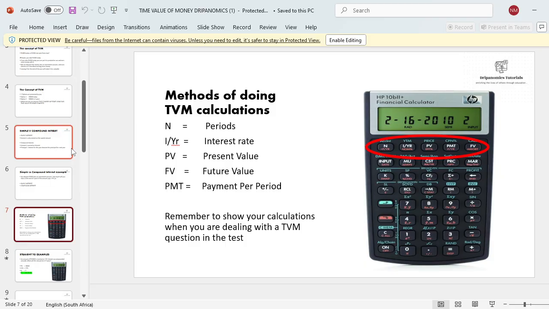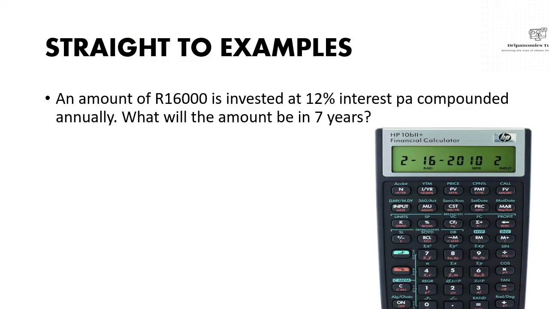Now, this one says an amount of 16,000 rands is invested at 12% per annum compounded annually. What will the amount be in 7 years?